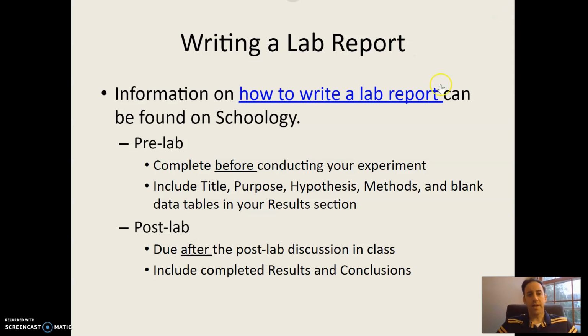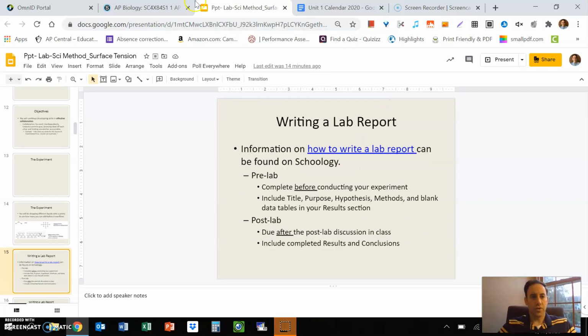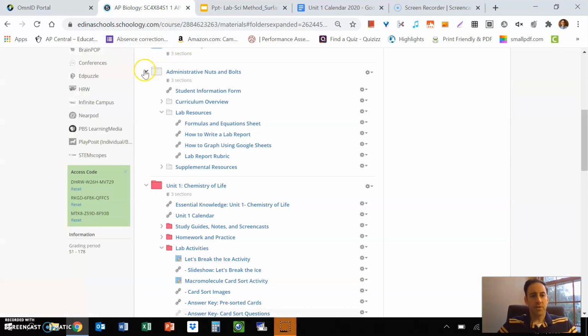Okay. Now, information on how to write a lab report can be found on Schoology, and I want to just show you exactly where. You could click this link, obviously, but if you go to the administrative nuts and bolts folder on Schoology, you will find lab resources, and boom, how to write a lab report. Note also there's a tutorial we're going to do during this lab. That tutorial is available to you all year long in this folder. And then the lab report rubric for how we grade the labs is also available to you.